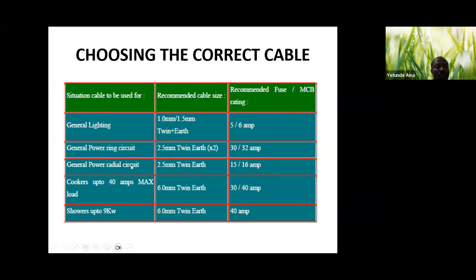Now let's come to the cookers up to 40 amps. We have maximum load, and that is talking about cooker that's up to 40 amps maximum load. And concerning that, we have to use 6.0 mm twin earth cable with 30/40 amps breaker. And for showers up to 9 kilowatts, the recommended cable size is 6.0 mm twin earth, and we have the recommended breaker or the fuse to be 40 amps as well.